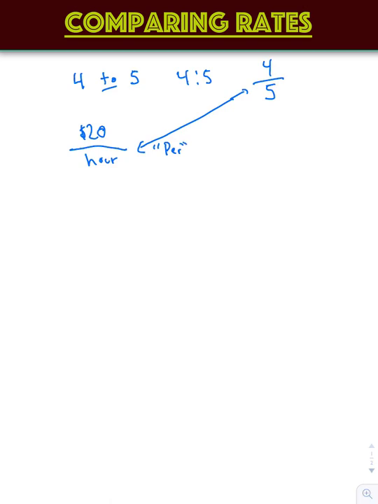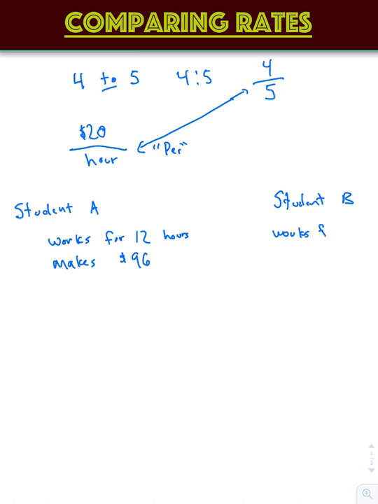So here's an example of what we're getting at with rates. We might have student A who works for 12 hours and makes $96, versus student B who works for only 4 hours and she makes $36.